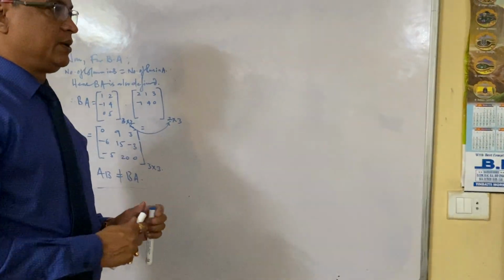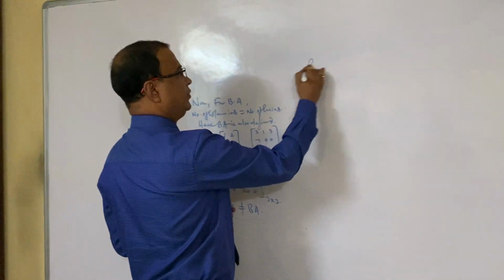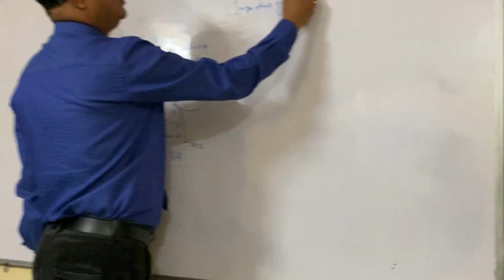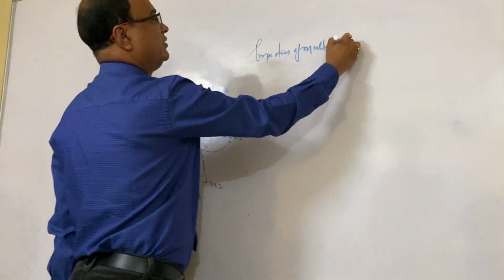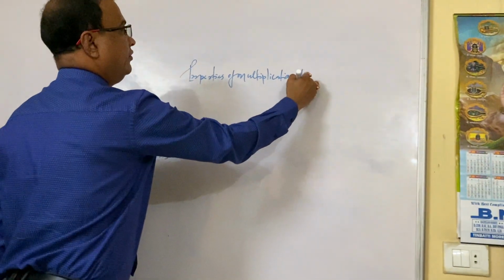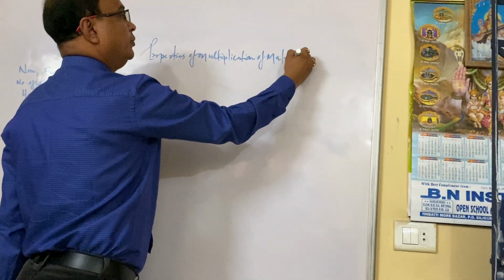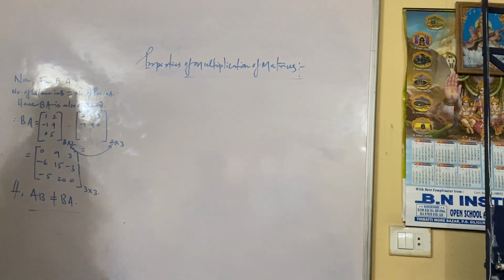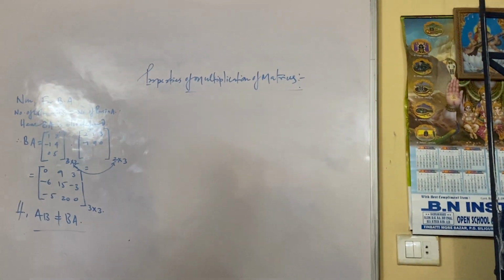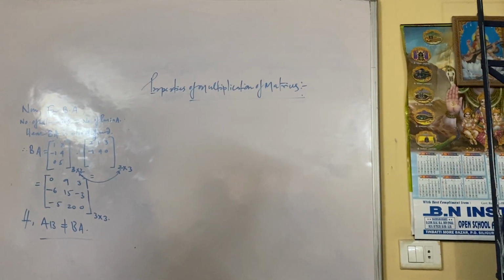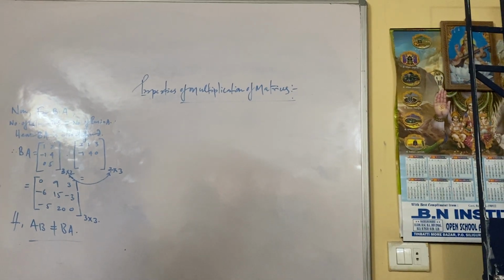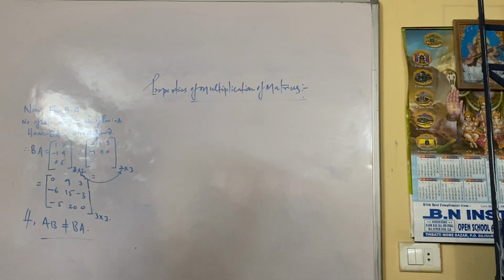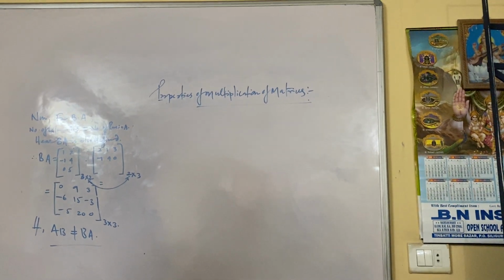So now we have to discuss the properties of multiplication of matrices. More or less we know the properties, but still I need to discuss once. There are very simple properties of multiplication of matrices, and the properties are like that.